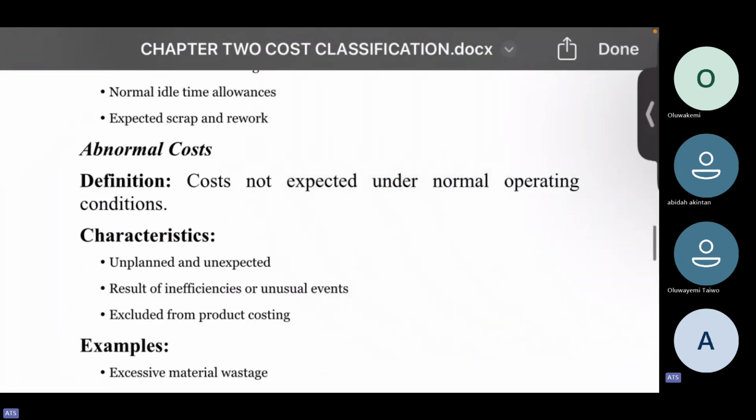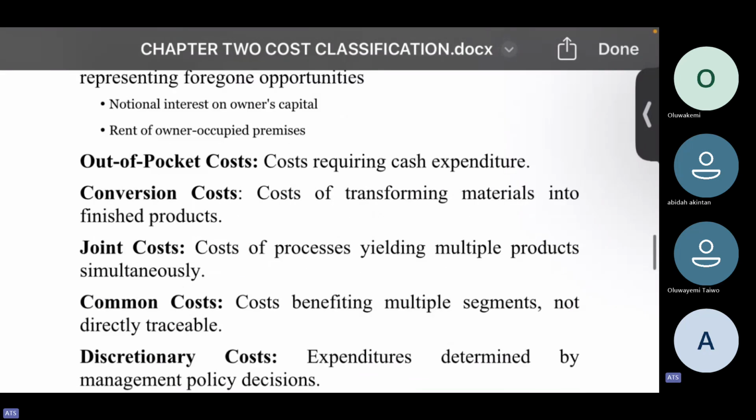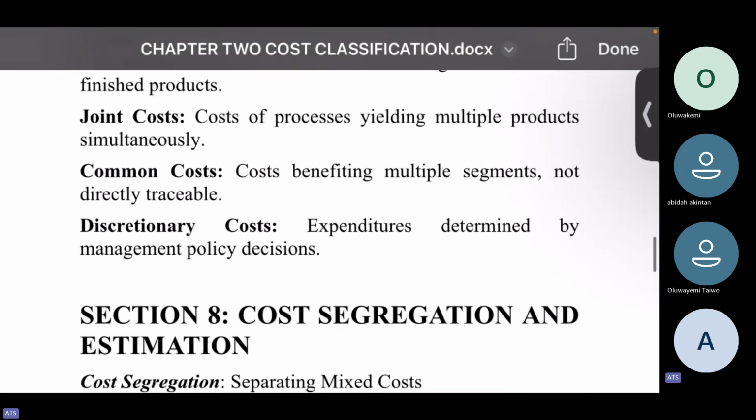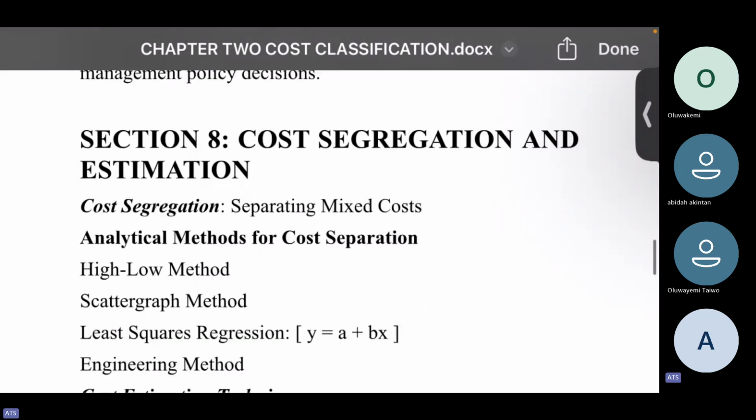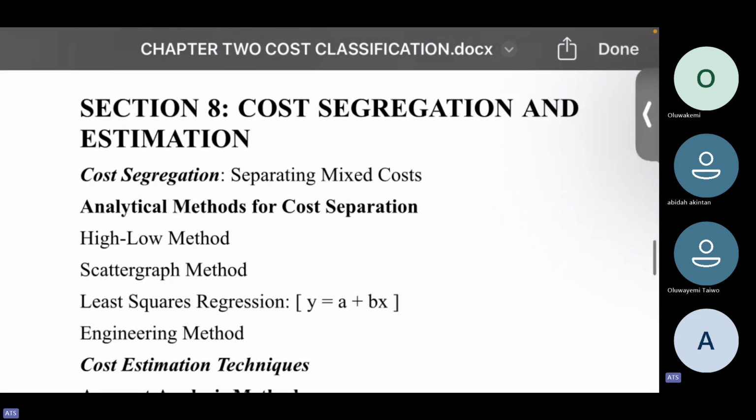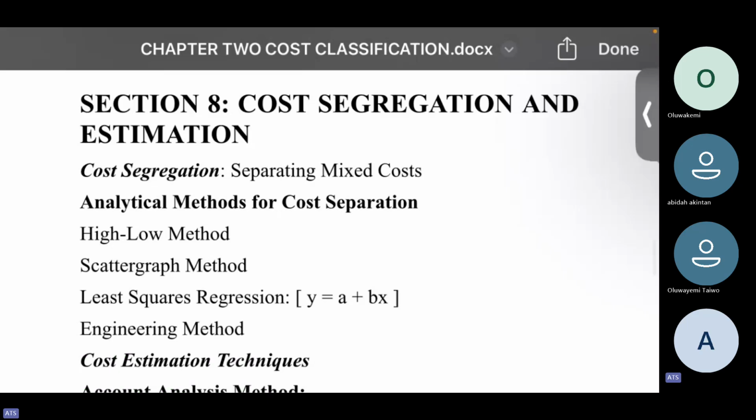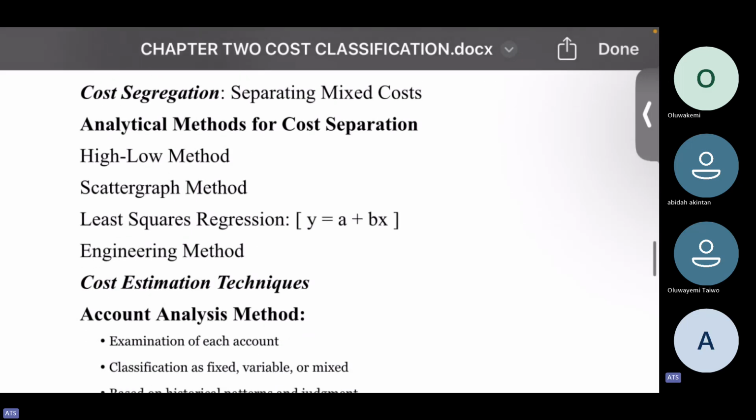Okay, so you can read all other classifications of costs from the notes that I will be sending. Because of time, let's move to cost segregation and estimation. Now, cost segregation means separating mixed costs. That's what it simply means. Because you remember I mentioned mixed costs being costs that contain both fixed and variable elements in them. So the process of separating them so that you'll be able to make decisions is called cost segregation.